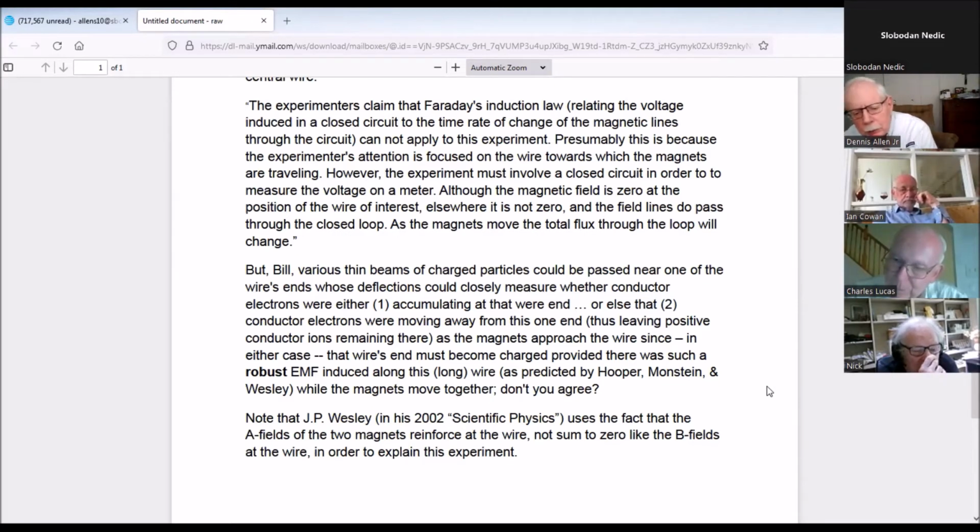Well, that was Wesley's point: from his theorem on how A fields induce electromagnetic force in open circuits, if you apply it using Stokes' theorem to a closed circuit, you get the Faraday Law of Induction, which is part of Maxwell's equations and also part of Hertz's equations. So what if someone performed an experiment like this, not with a closed circuit, but with running a beam of particles past one of the wire ends, close to it, as the magnets approach the wire? Wouldn't that then mean that you'd have to adjust your theory to fit those facts?